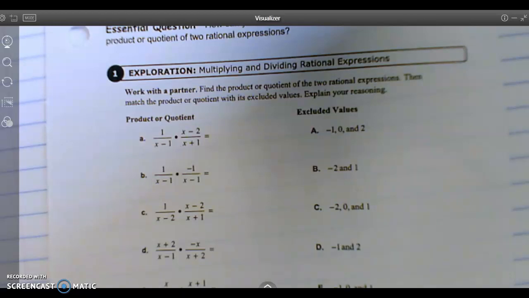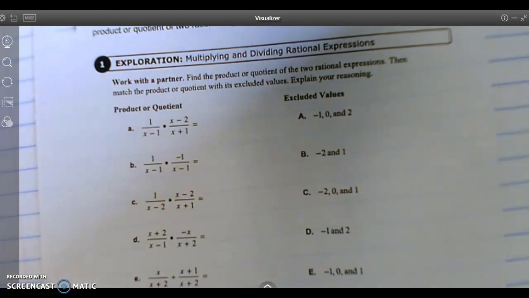Okay, so we're going to be simplifying, multiplying, and dividing expressions. And what happens when we do these expressions is that there are usually values that the function cannot equal. And you have to figure out what values it doesn't equal at the beginning of the problem before you do anything. Okay? You never, ever, ever can divide by 0.